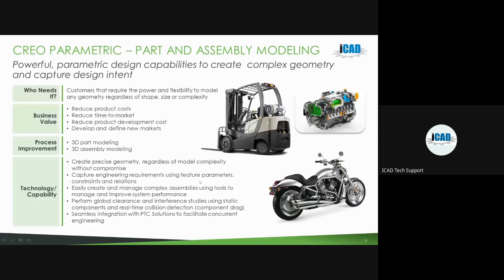We can capture the engineering requirements using feature parameters, constraints, and relations. We can easily create and manage complex assemblies using tools to manage and improve system performance. Also, we can perform global clearance and interference studies using static components and real-time collision detection. One of the best features of our part and assembly modeling is collision detection. If one part is a moving component in our assembly, we can check the collision between the two parts using this collision detection test.